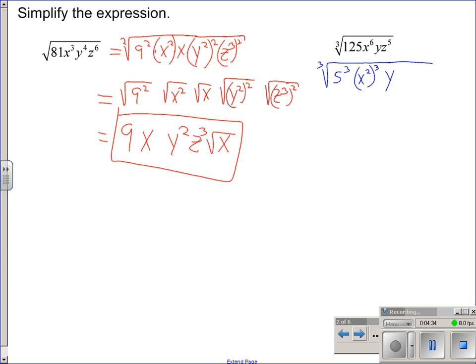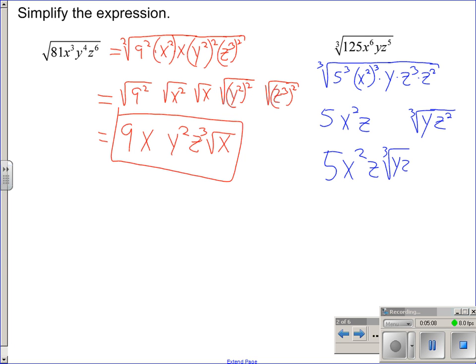Z to the fifth is z cubed times z squared. So now, I take the cube root of each of these individual factors, I get 5, x squared. That y, it's got to stay inside the cube root. Z cubed, when you take the cube root, that's just a z, and that z squared stays inside. It is not a perfect cube, so it just stays there. So our answer is 5x squared z cube root yz squared. Okay, that's one way to do these problems.